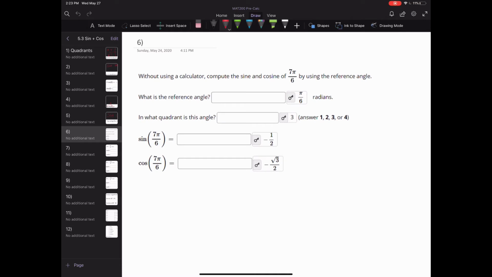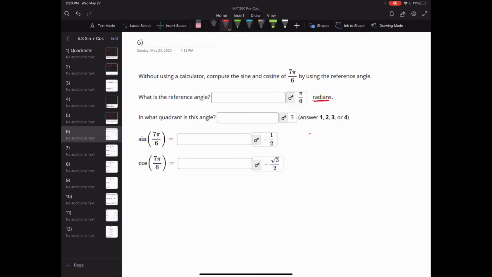Without using a calculator, compute the sine and cosine of this. So it's the same thing as before, except that they give it to us in radians. Now, no big deal, because we know how to convert between radians and degrees. So what is the reference angle? And they want the reference angle in radians.